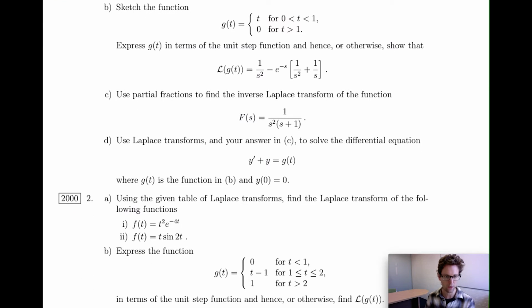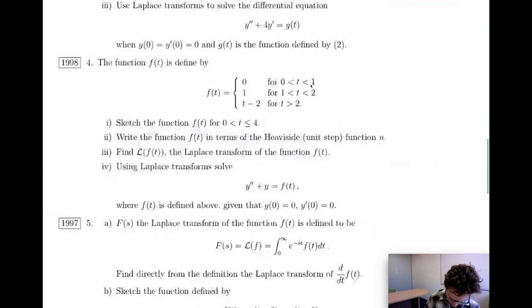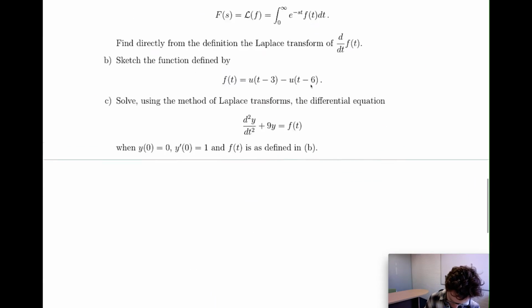So in part B we're given a function g of t which is given by t between 0 and 1, and it's given by 0 for values of t greater than 1. And we're going to need to find g of t in terms of the unit step function, or the Heaviside function, and then find its Laplace transform. So let's take a look at that. So this is question 1, part B.